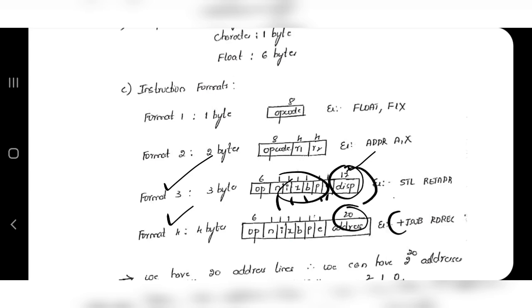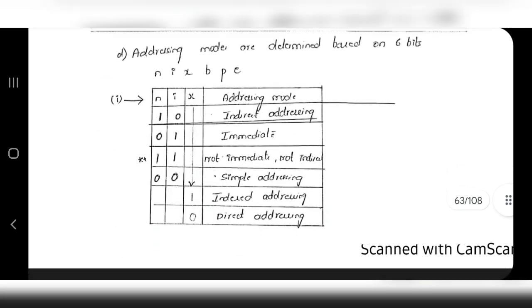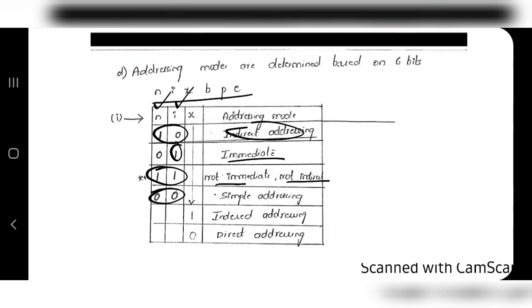Okay, and it will be represented by plus. We have 20 address lines, so we can have 2 power 20 addresses. And the addressing modes can be determined based on the 6 bits n i x b p e. If n is 1 and i is 0, it is indirect addressing. If i is 1 and n is 0, it is immediate. If both are 1, it's neither immediate nor indirect. If it is 0 0, it is simple addressing. And about x, if it is 1, it's indexed. If it's 0, it is direct.